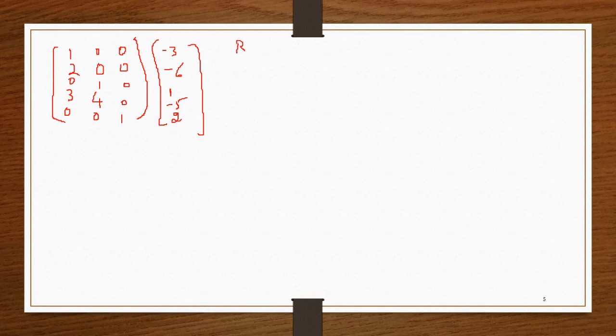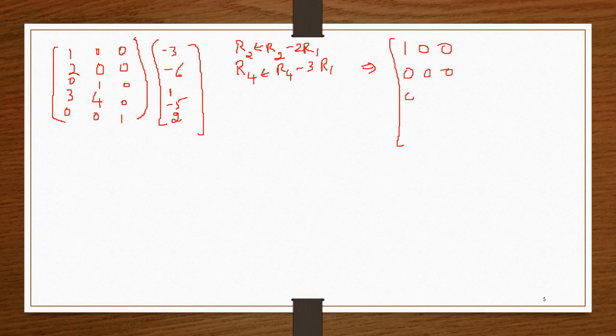Let R2 be equal to R2 minus 2 times R1, and R4 be equal to R4 minus 3 times R1. After doing this operation, the matrix we get is 1 0 0 0 0 0 0 1 0 0 4 0 0 0 1, which will be equal to -3 0 1 4 2.